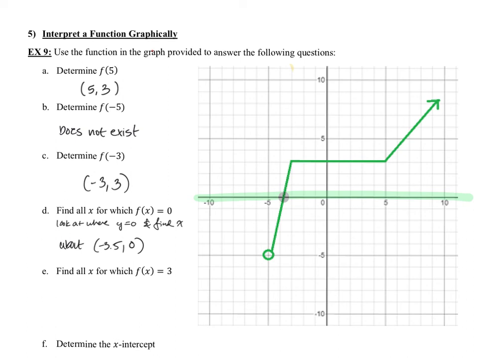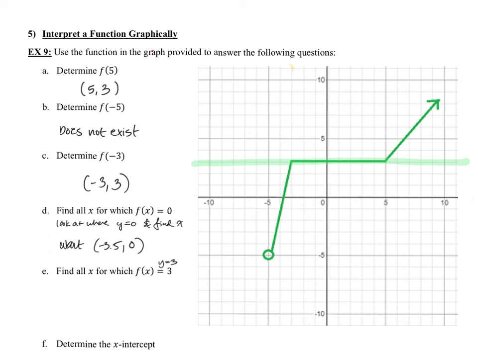Now let's take a look at E. Similar problem. Find all x for which f of x is 3. Go ahead, pause the video so you can figure this one out. Okay, f of x is 3. So we're looking for when y is 3. And when is y 3? Along here. Oh, there's a bunch of times. So y is 3 for all of these values in this interval here.